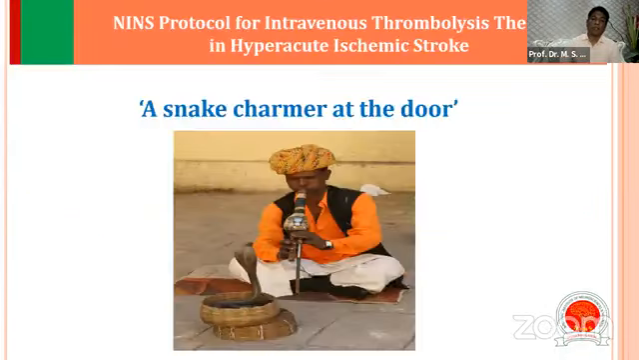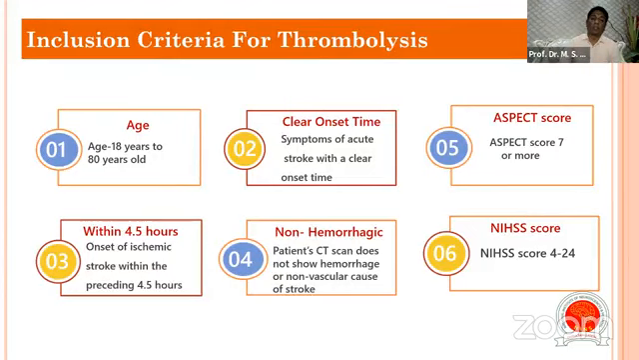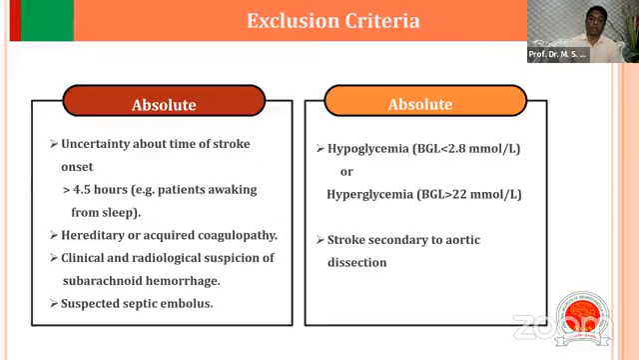This is our thrombolysis protocol. The inclusion criteria of our protocol: age 18 to 80 years, time within 4.5 hours, non-hemorrhagic CT, ASPECT score 7 or more than 7, and NIHSS score 4 to 24.